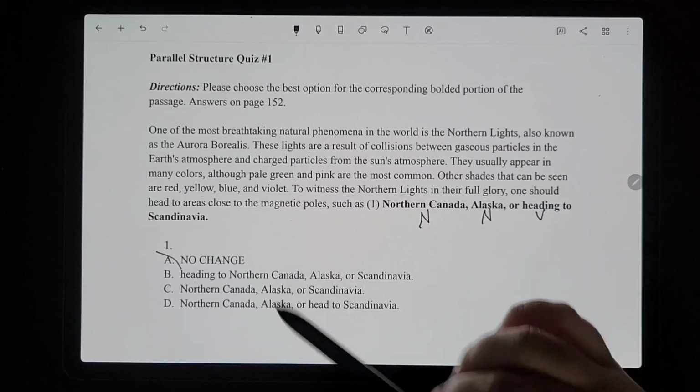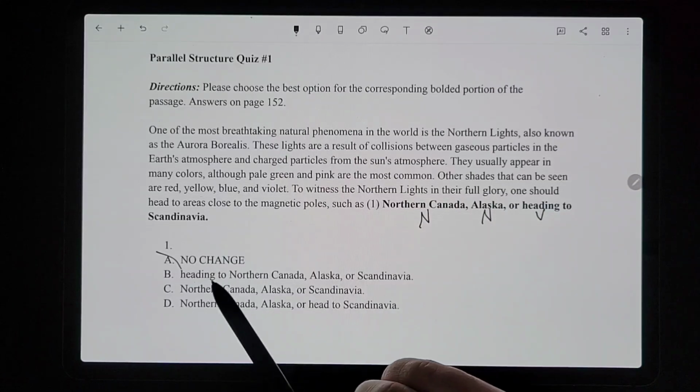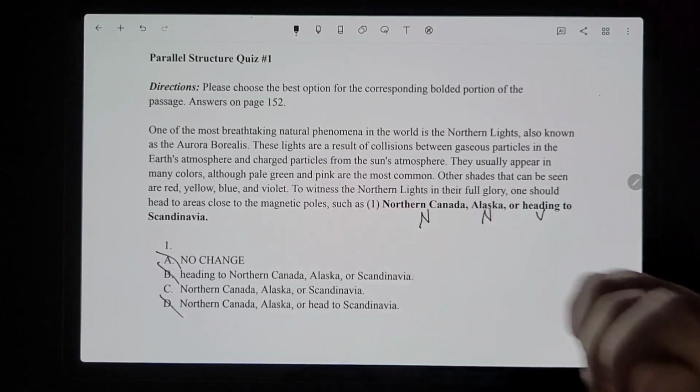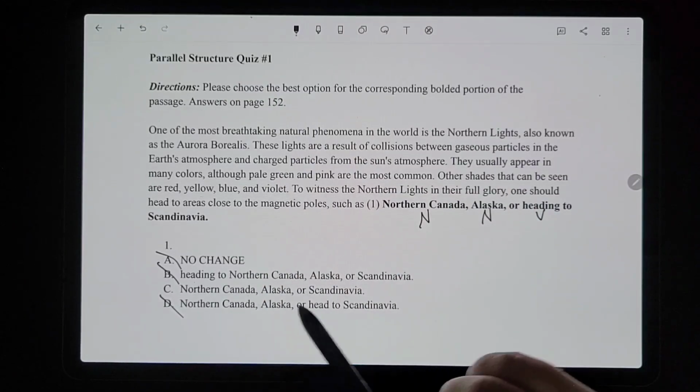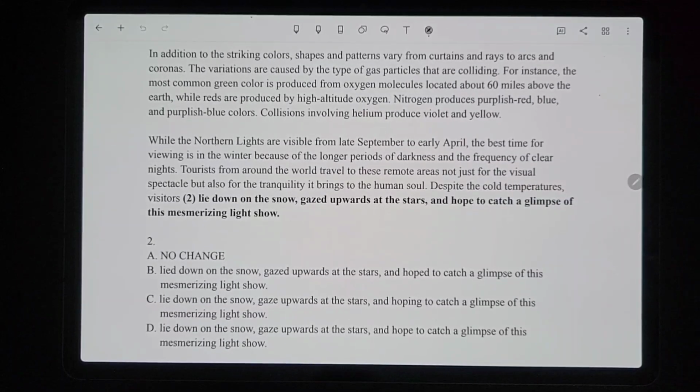So let's see which of our options is going to be either noun, noun, noun, or verb, verb, verb. It has to match basically and fit in the context. So I see right over here, that's verbs mixing with nouns for B. Same thing for D, so it can't be those, but C is noun, noun, noun, so that works. So now let's look at number 2.